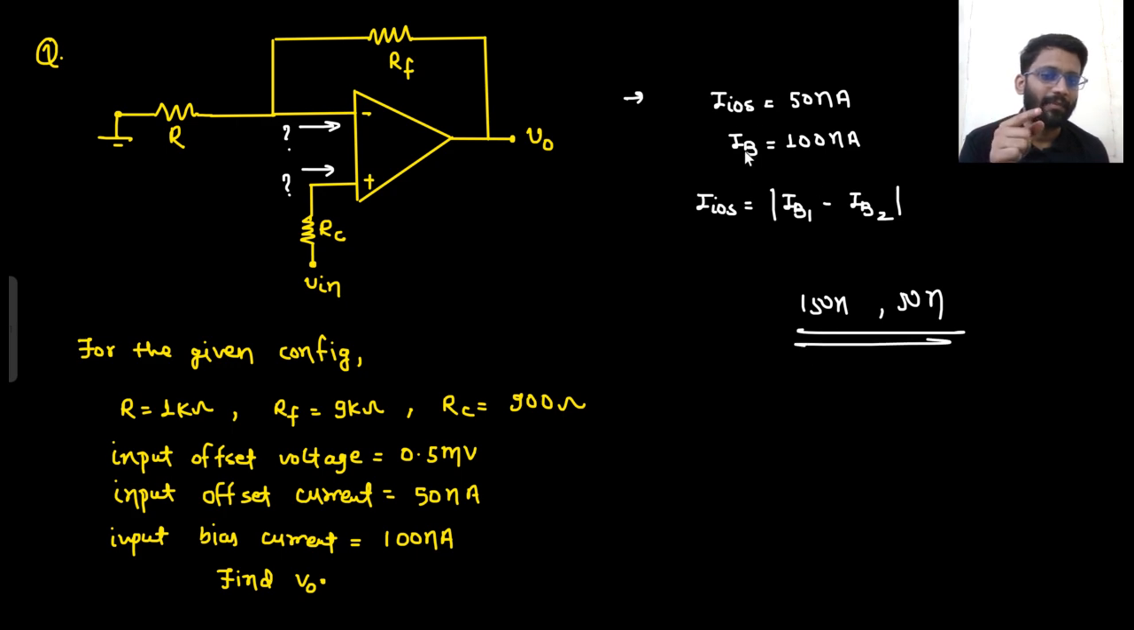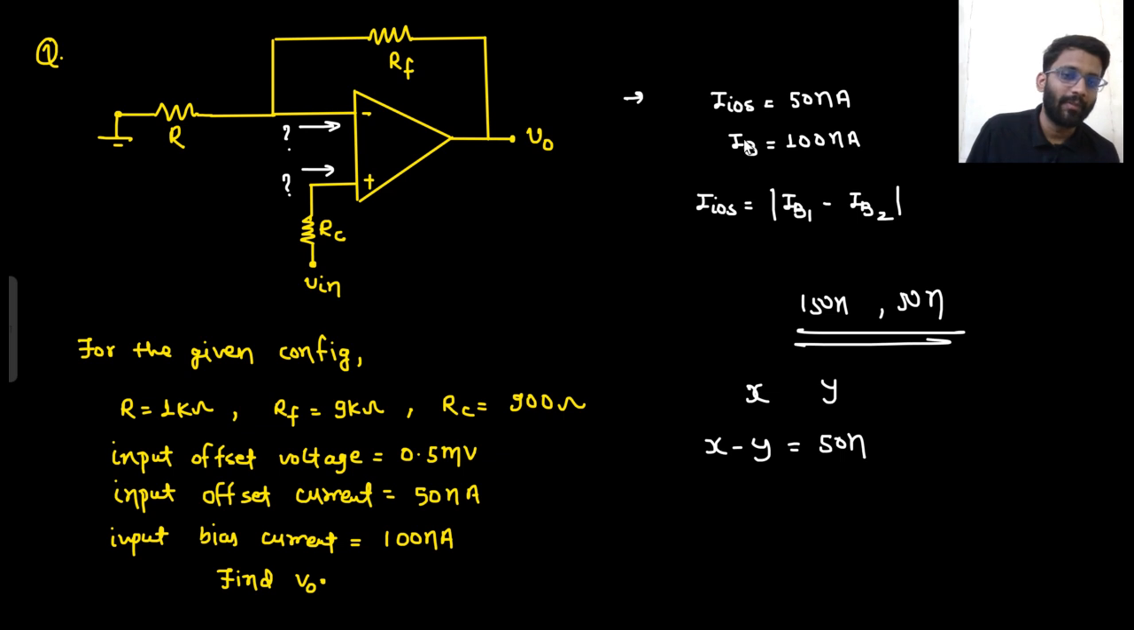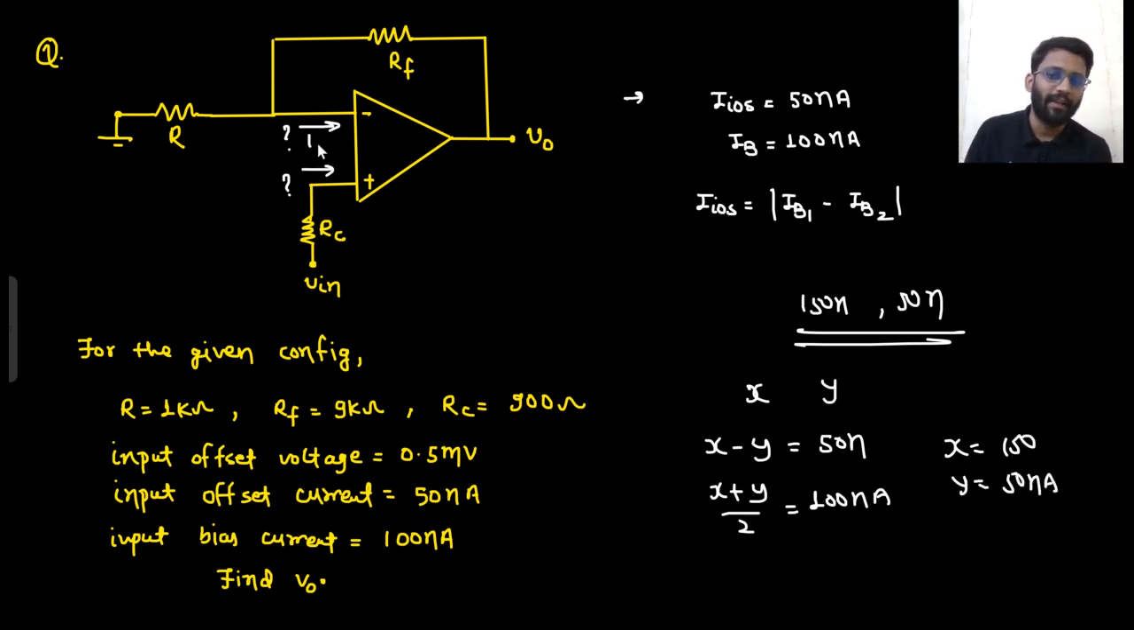And what is bias current? Let's just say the first current is X, the other current is Y. So what will be your offset current? X minus Y. That would be 50 nano. And what will be your bias current? That would be (X plus Y) by 2, and that is equal to 100 nanoampere. If you solve this equation, what do you get? X equals 150 and Y equals 50 nanoampere. Now which current is what? It can be 100 nanoampere, it can be 50, or it can be 50, or it can be 100.